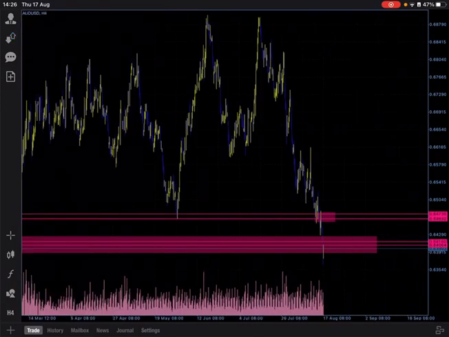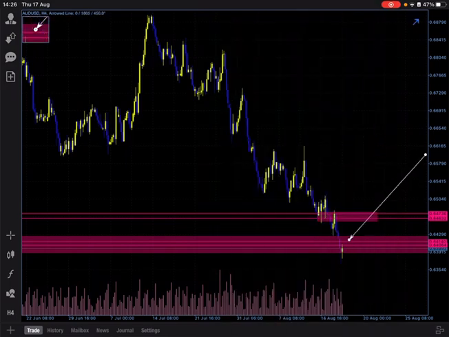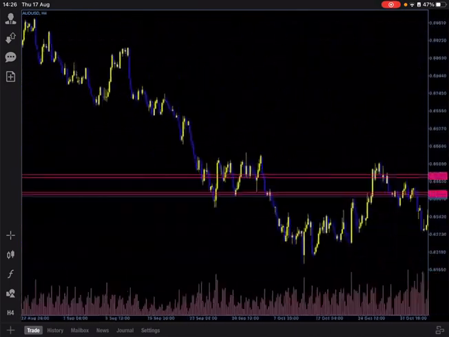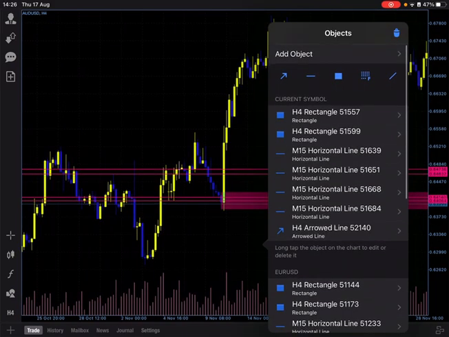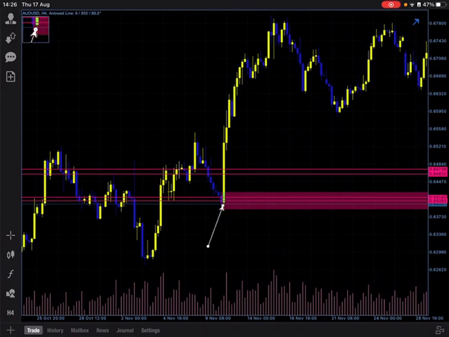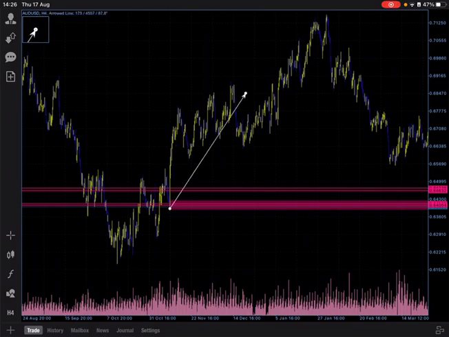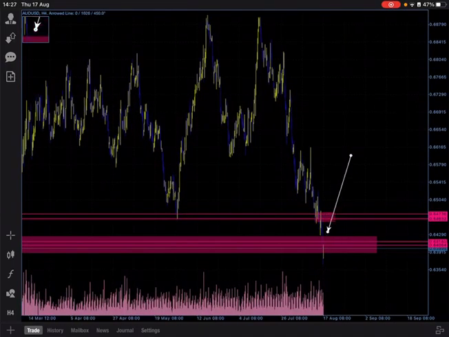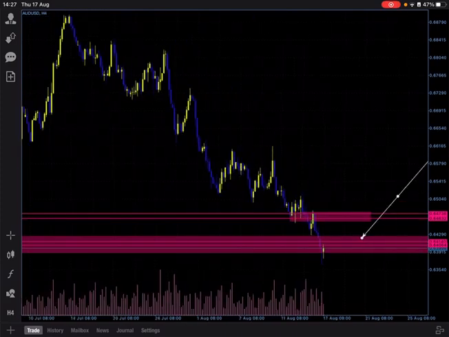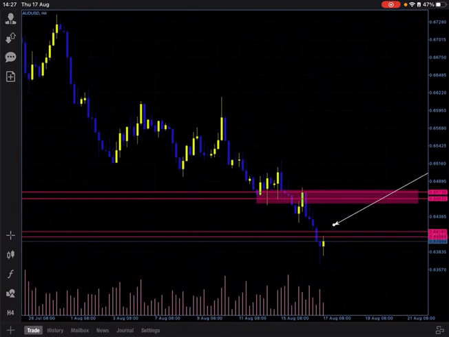And last but not least, AUD/USD. Now AUD/USD has tapped into this H4 that goes way back over here. This engulfing buy was super strong, so strong that it caused the price to shoot all the way up over 700 pips. Okay, and it took so much time for the price to actually get down and test this level again.